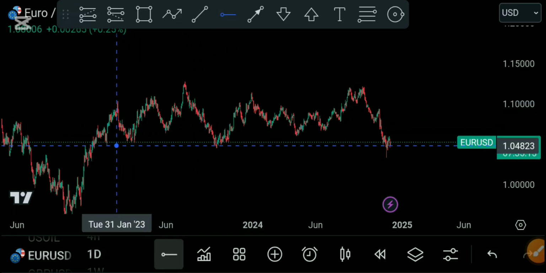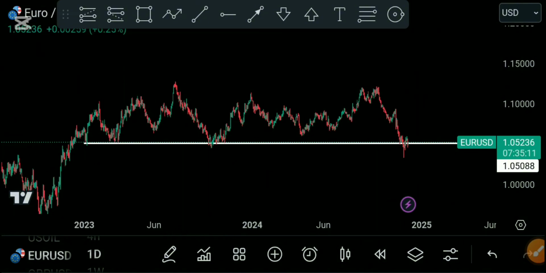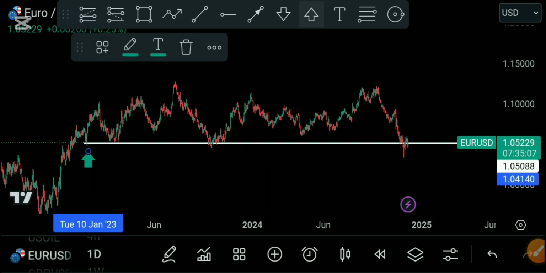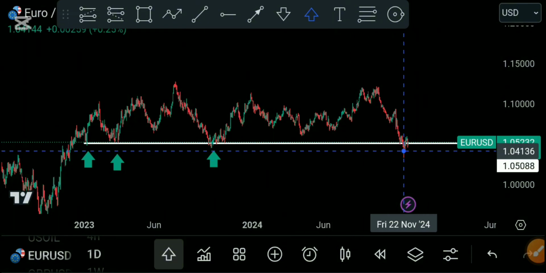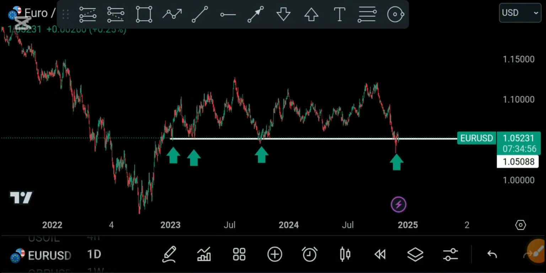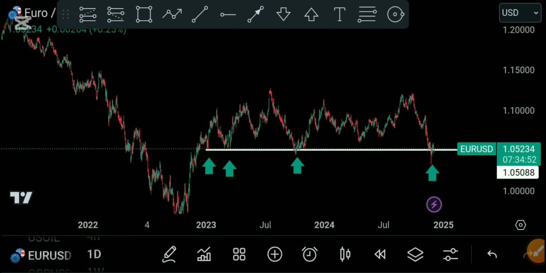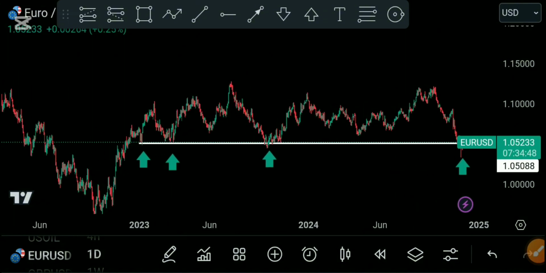You can see we have one touch here, two, three, four. It's a downtrend first, then it turned to an uptrend, but then it's eventually ranging.